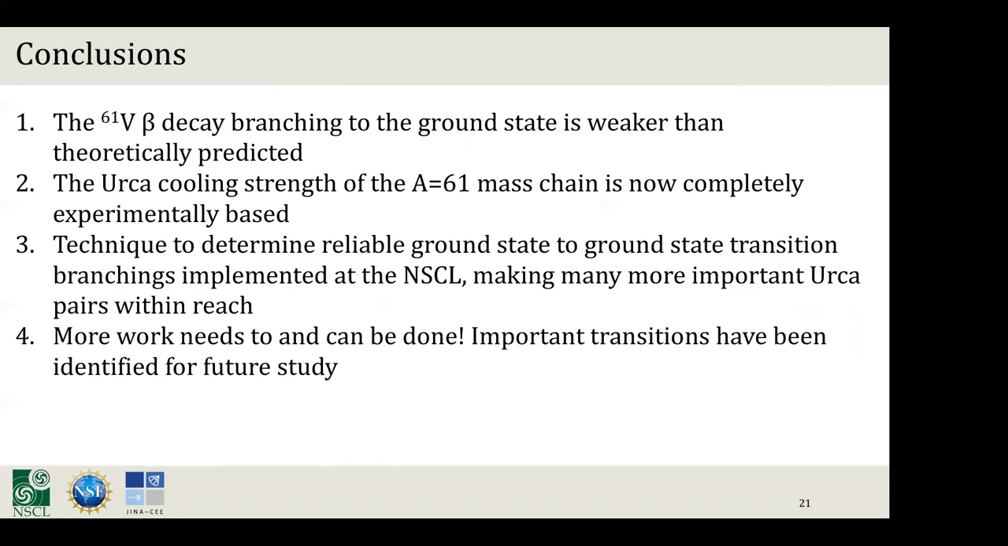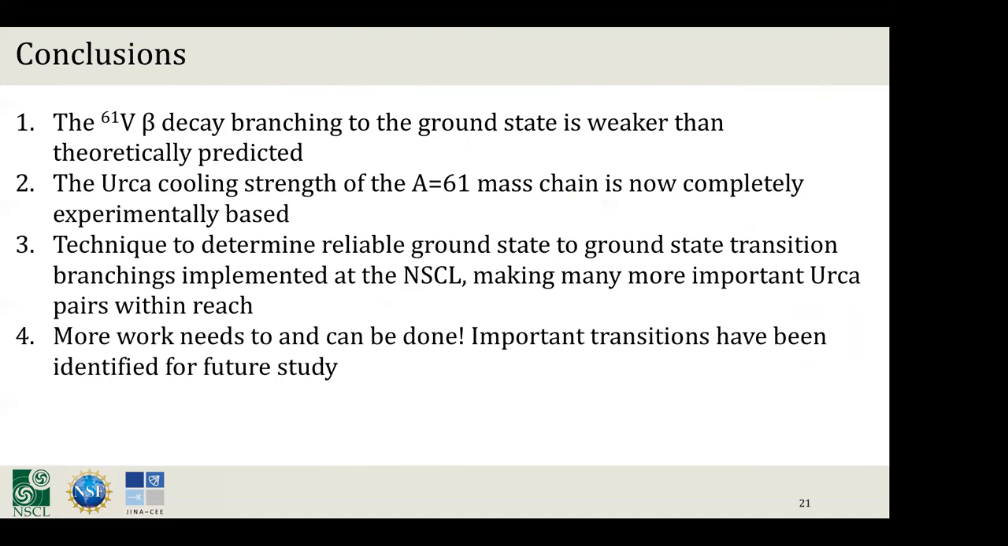So just to reiterate some of the conclusions: the vanadium-61 ground state to ground state transition is weaker than theoretically predicted. However, it is still fairly strong amongst its Urca cooling brethren. And the A equals 61 mass chain is now completely experimentally based, so the Urca cooling strength for that chain is no longer contingent on any theoretical predictions for the nuclear physics strengths.